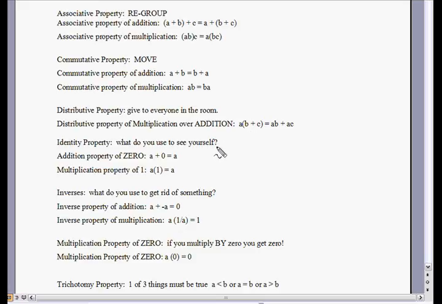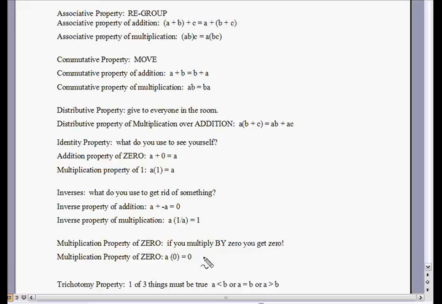The identity property is kind of like seeing yourself. If I add 0, I still have A. If I multiply by 1, I still have A. Those are the identities. Inverses are what you do to try and get rid of things. So if I have A, I can add negative A and it all goes away. If I have A, I can multiply by 1 over A, and then we'll have 1. So the inverses give you back the identities, and the identities give you back the same thing.